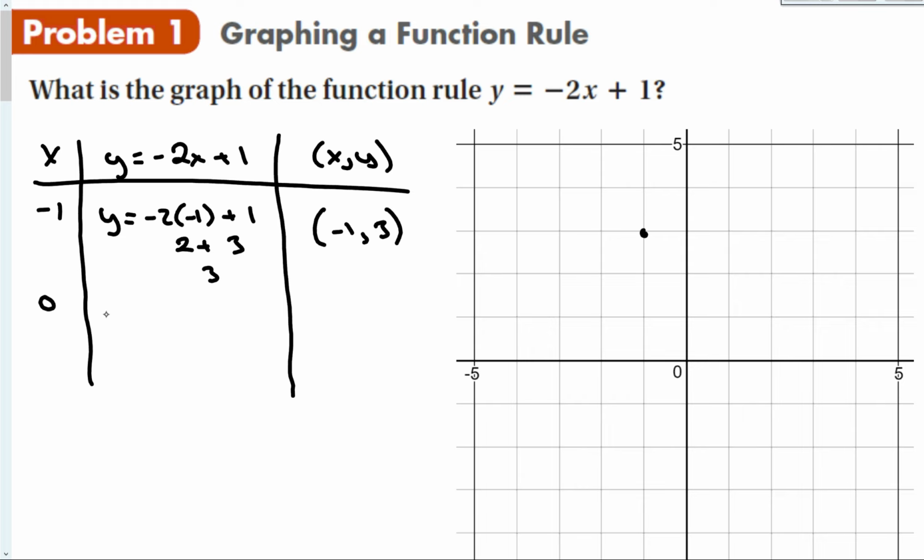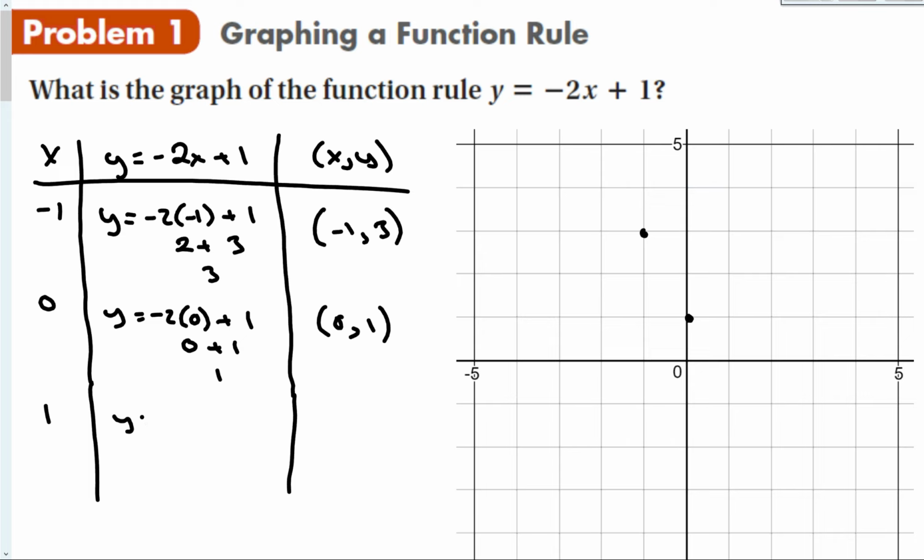Try another point, 0. So that's y is equal to negative 2 times 0 plus 1. Negative 2 times 0 is 0, plus 1 gives me an output of 1. So for 0, I get an output of 1. Let's try one more. Okay. So for 1, y would be equal to negative 2 times 1 plus 1. That's negative 2 plus 1, which would be negative 1. So for an input of 1, my output was negative 1.